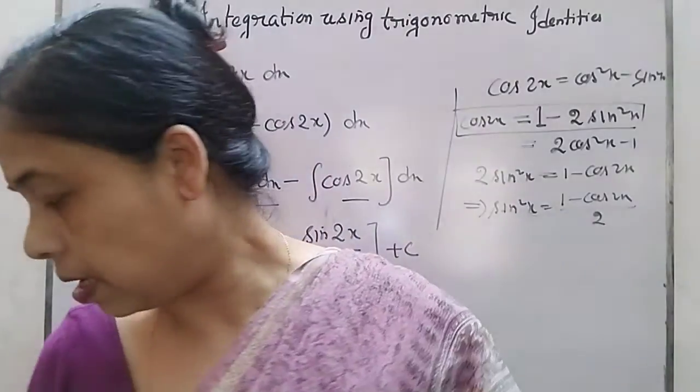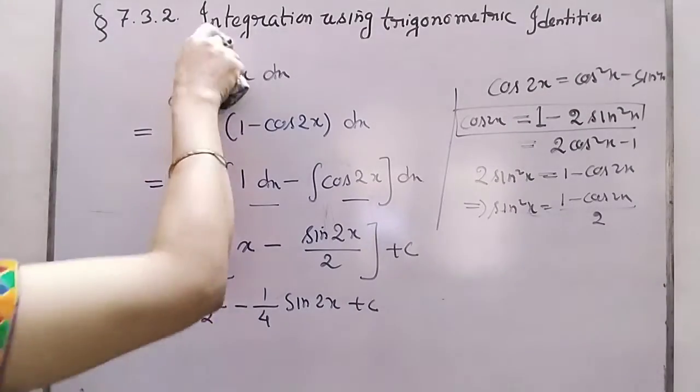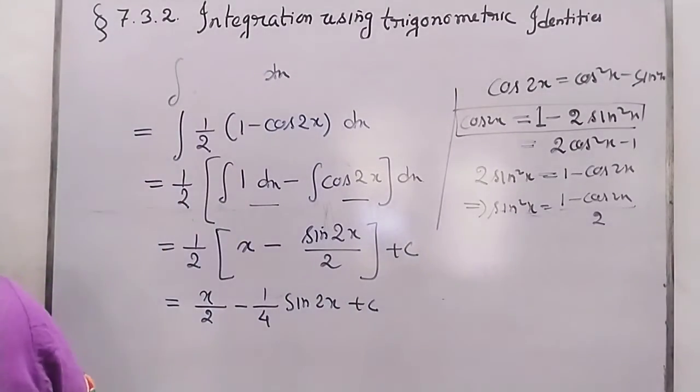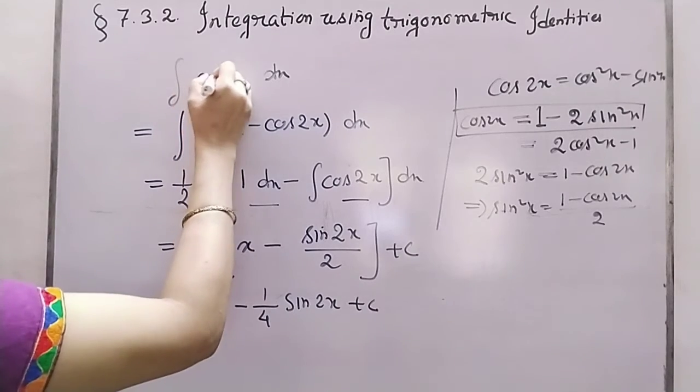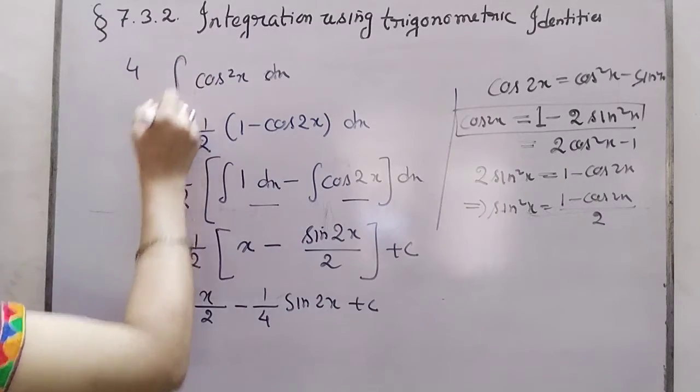Now I go to the next, number 4. I'm going to derive now. Number 4, I want to derive now the integration of cos square x into dx. This is number 4. I'll go to derive it now.